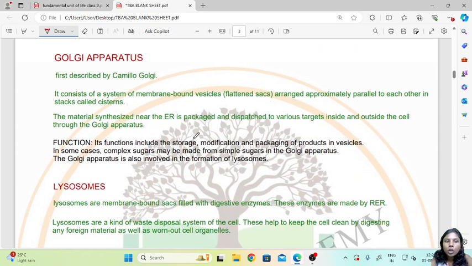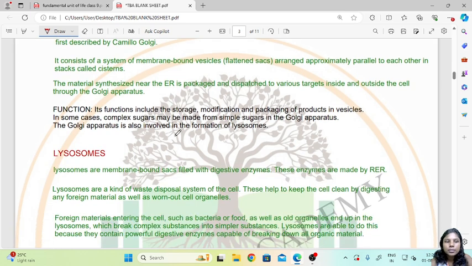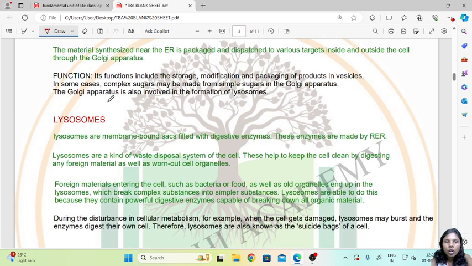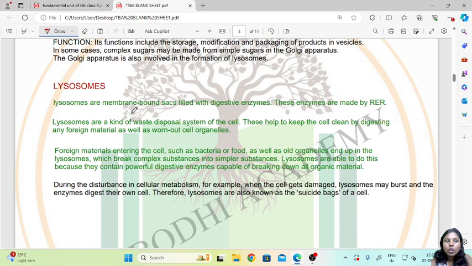Then we spoke about the Golgi apparatus. We said it consists of membrane bound vesicles that are arranged parallel to each other and stacked up into stacks called cisterns. The material that is synthesized near the ER is packed and dispatched to various targets inside and outside the cell through this Golgi apparatus. Some of the functions of the Golgi apparatus: first is storage, modification and packaging of products in vesicles. Second, in some cases, complex sugars are made from simpler sugars in the Golgi apparatus itself. Lastly, the Golgi apparatus is also involved in the formation of lysosomes.